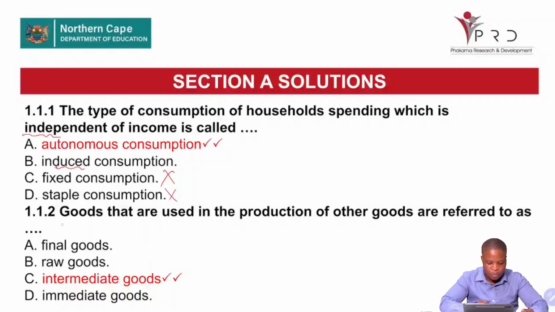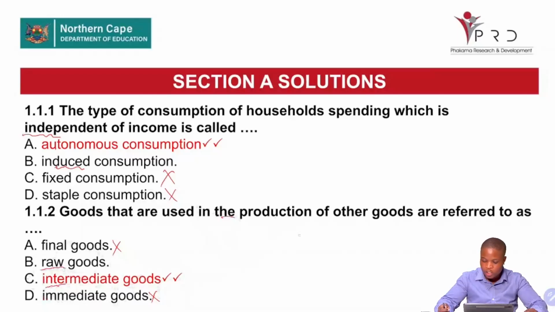Let's go to 1.1.2, goods that are used in the production of other goods. So for you to produce other goods, now we eliminate immediate goods, we eliminate final goods. We are left with raw goods and intermediate. Which one is mostly correct? The intermediate goods are used in the production, right? Because you need to ask yourself, what are raw goods? And then what are intermediate goods? The thing that we have learned is the intermediate goods or the capital goods being used in the production of other goods. That's how you eliminate the wrong answers.